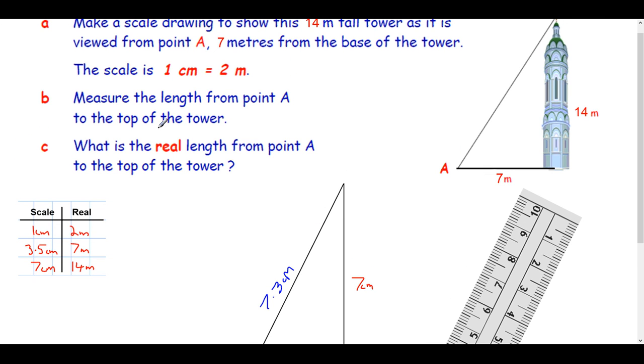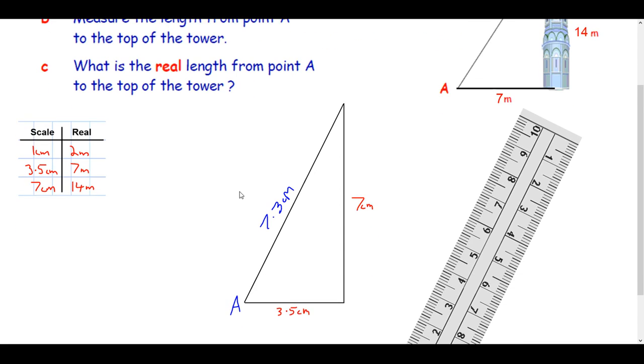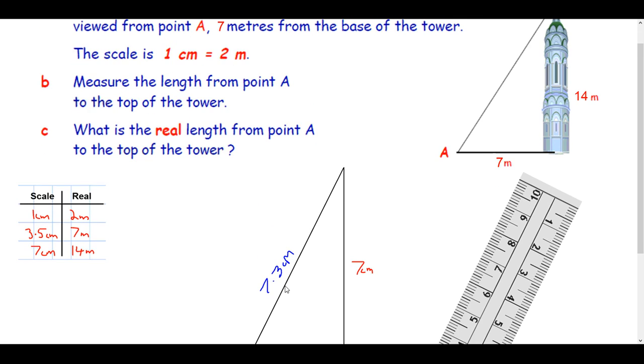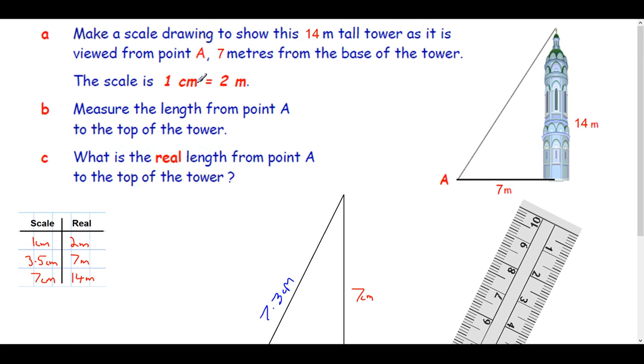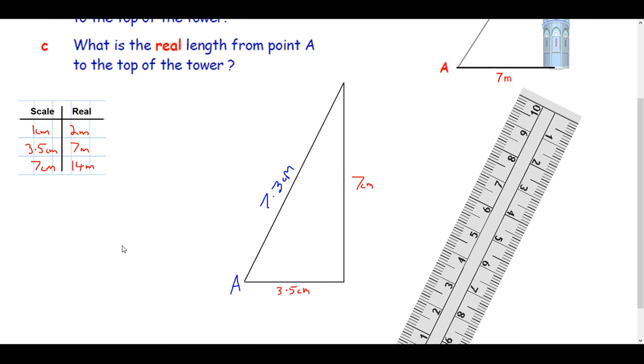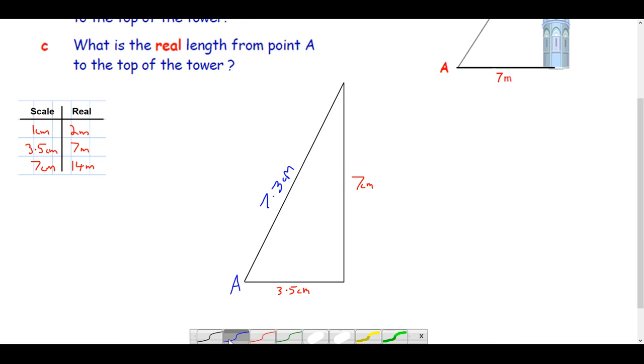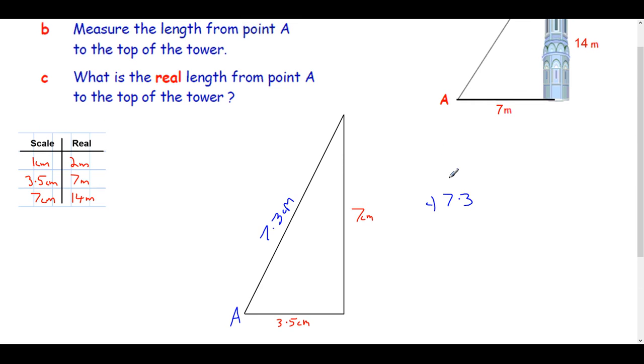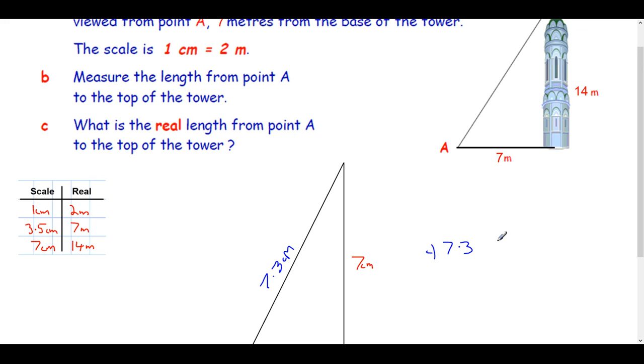Okay, the last bit of this question. What is the real length from point A to the top of the tower? Well, it can't be 7.3 centimetres, but we have been given a scale here. So the answer to part C, you've just got to take your 7.3 and double it. You know the scale is 1 centimetre equals 2 metres.